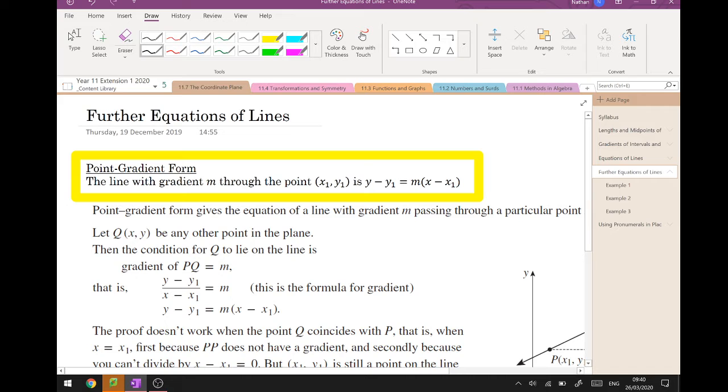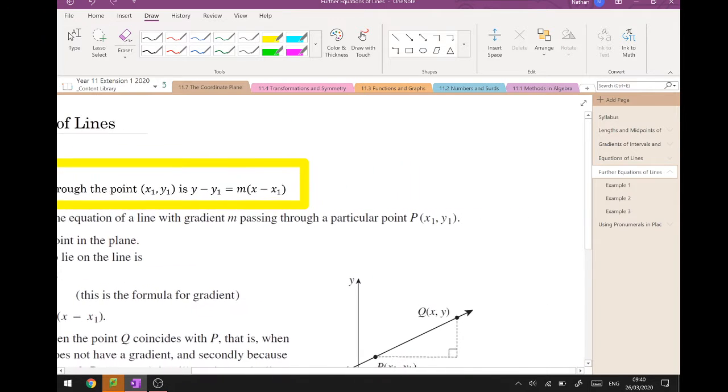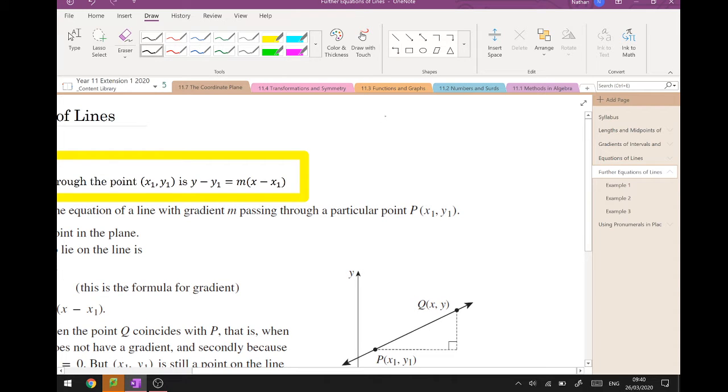And so we can work out what the equation of that line is by doing point gradient form. So the line with gradient m through the point x1, y1 is y minus y1 is equal to m lots of x minus x1. And now we can get to that equation quite easily by just looking at the gradient formula. So we know that gradient is equal to y2 minus y1 over x2 minus x1. And I can rearrange this by multiplying both sides by x2 minus x1, to get x2 minus x1, lots of m, is equal to y2 minus y1, just like that.